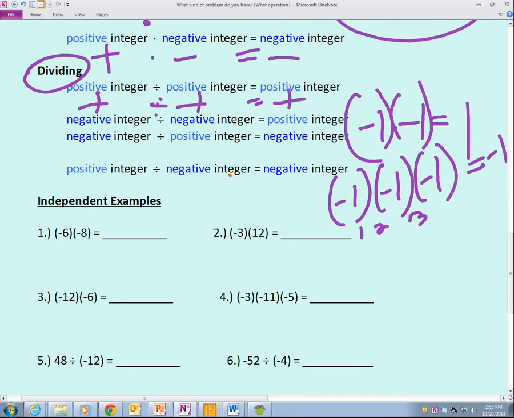That's an easy way to remember, because there's going to be ones on your homework that are like that.